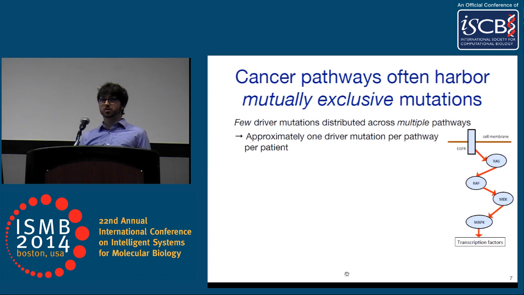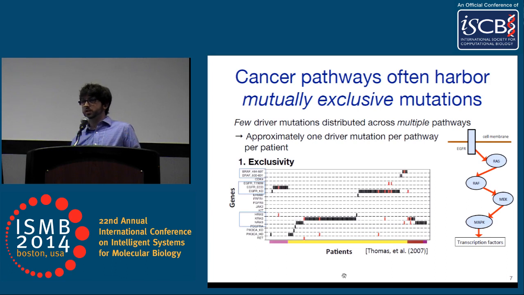And so I'm going to describe two principles you can use to identify mutated cancer pathways. The first comes from the observation that if in each sample you have few driver mutations and they're distributed across multiple pathways or functions, then there's approximately one driver mutation per pathway per patient. And so this gives us the principle of exclusivity.